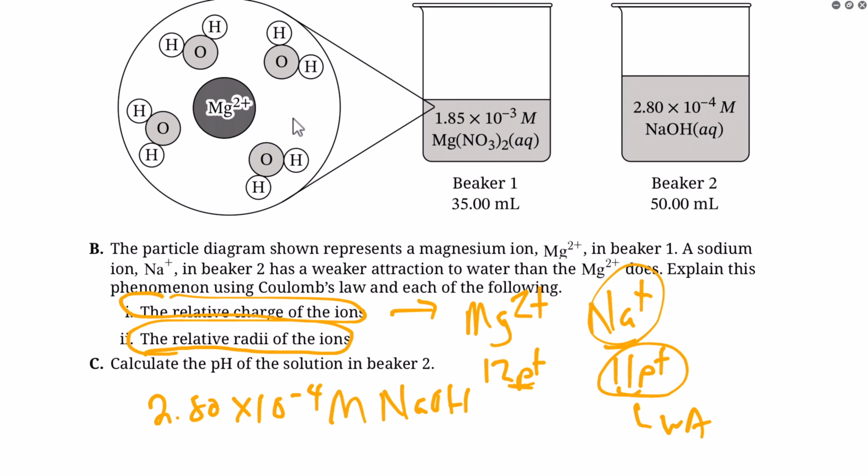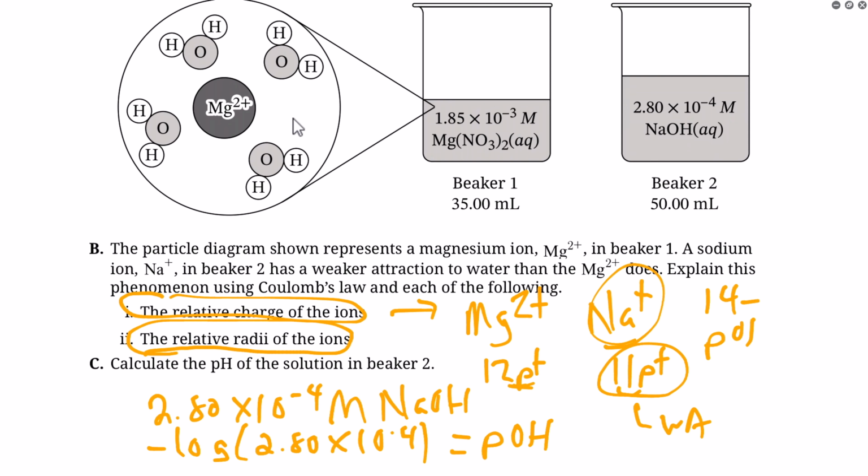Because this is a strong base, I can take the negative log of this concentration, so negative log of 2.80 times 10 to the negative fourth. That will actually give me the pOH of the solution. And remember, we can take 14 minus the pOH to get the pH of this solution.